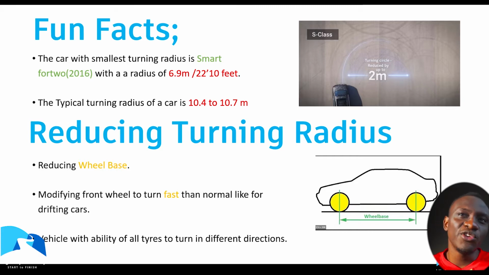So you may ask yourself, okay, I know something about the wall-to-wall turning radius, and I know something about the curb-to-curb turning radius. How can we reduce or increase this turning radius? So first of all, there's something we look at called the wheelbase. The wheelbase is the distance from the middle of one wheel to the middle of the other wheel. And if you reduce this, you have a much smaller turning radius.